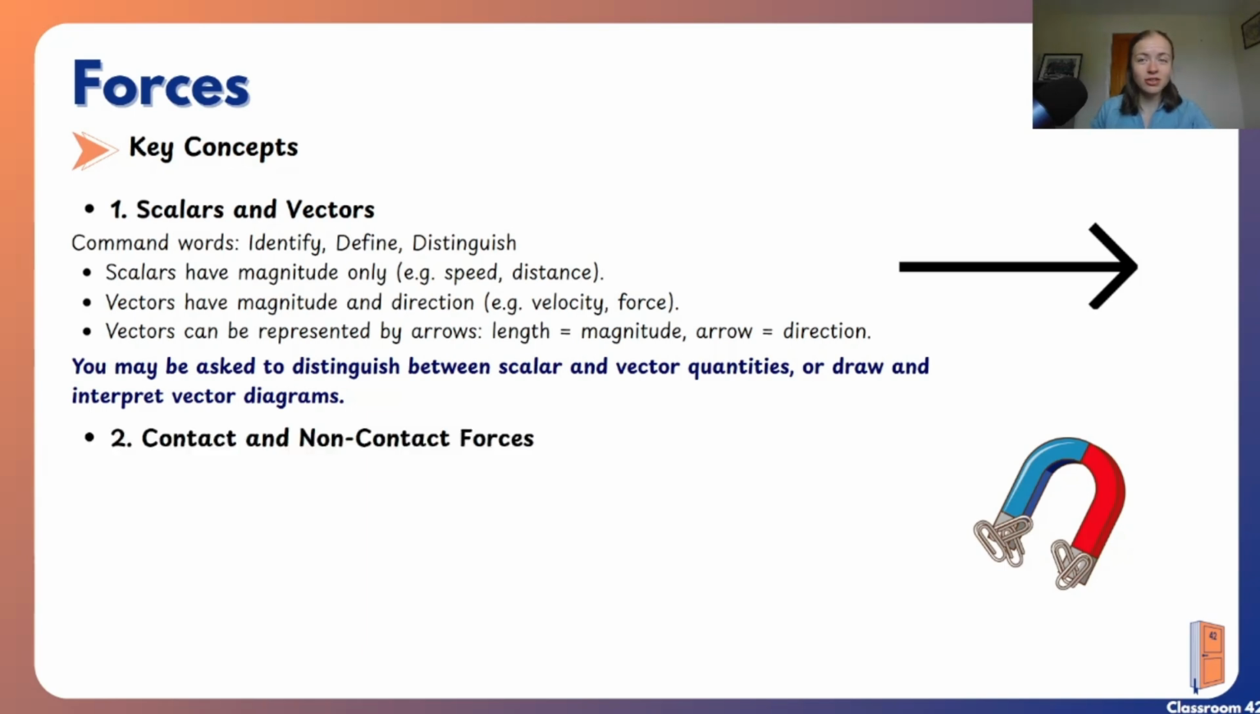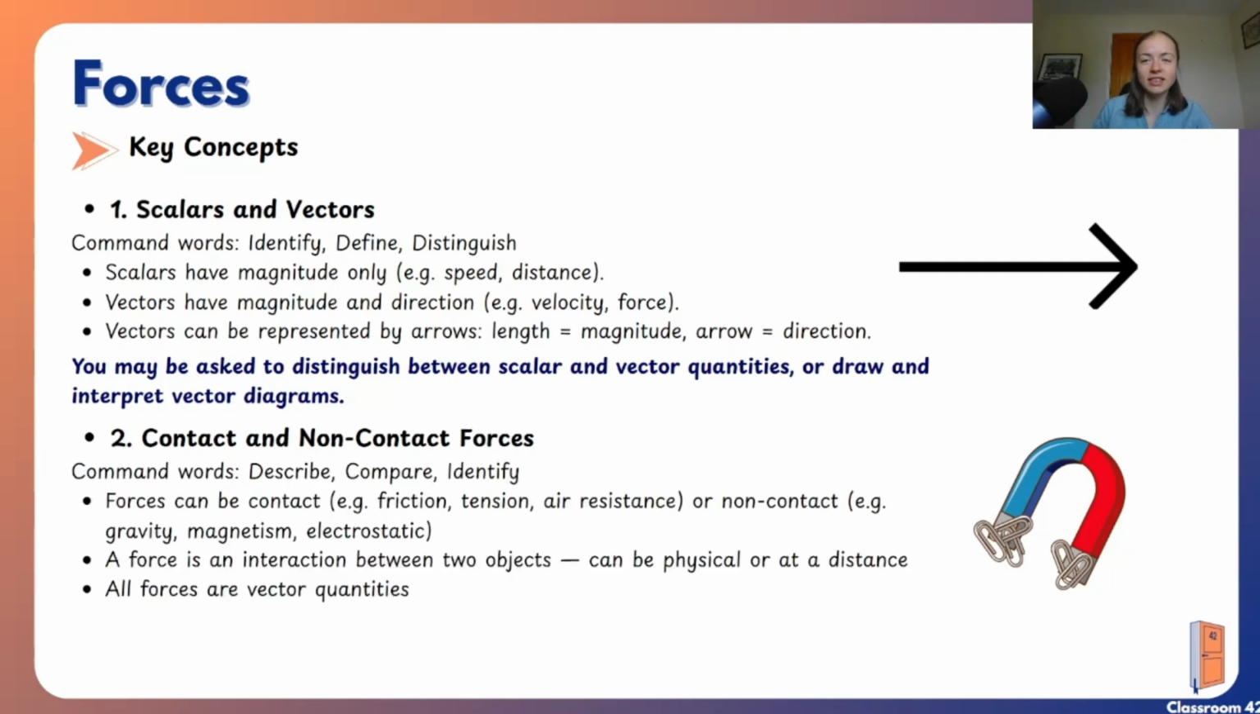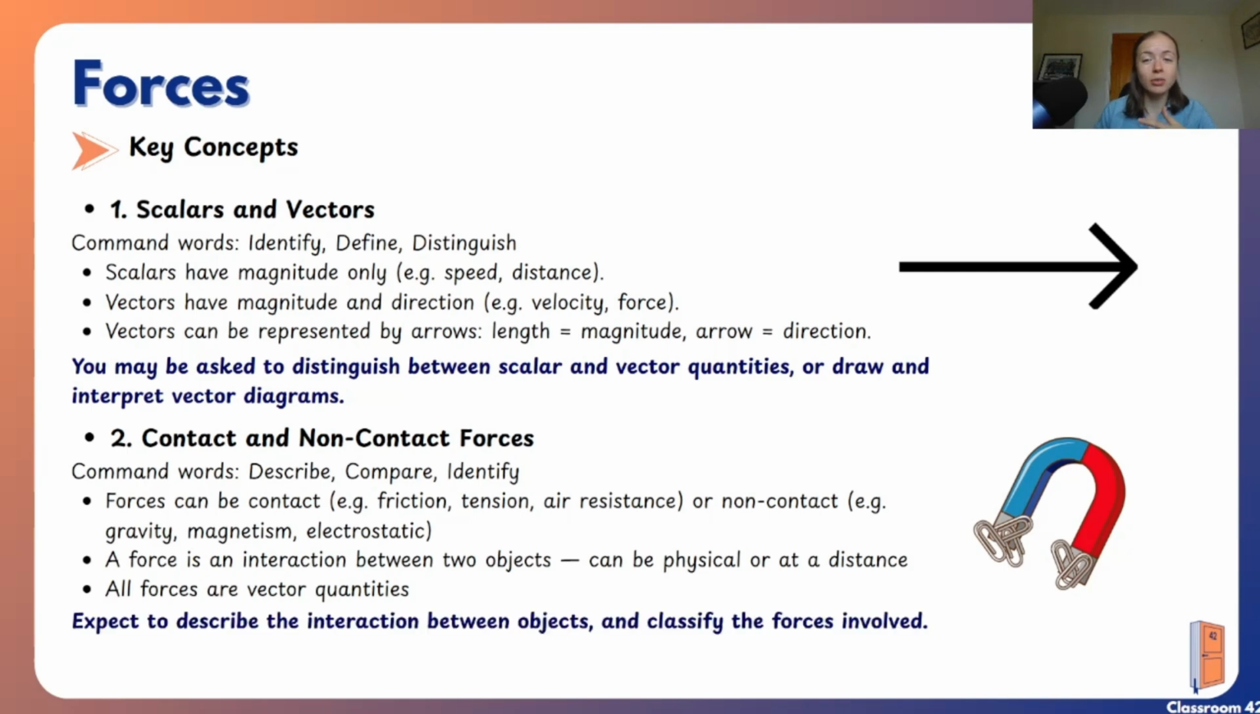So let's move on to the next topic, contact and non-contact forces. Forces can be contact, which could be friction, tension, air resistance, or non-contact, which could be gravity, magnetism, and electrostatic forces as well. A force is really just an interaction between two objects, which can be physical or at a distance. So it can be contact or non-contact. And just remember that all forces are vector quantities. So you want to be able to describe the interaction between objects and classify the forces involved as well.